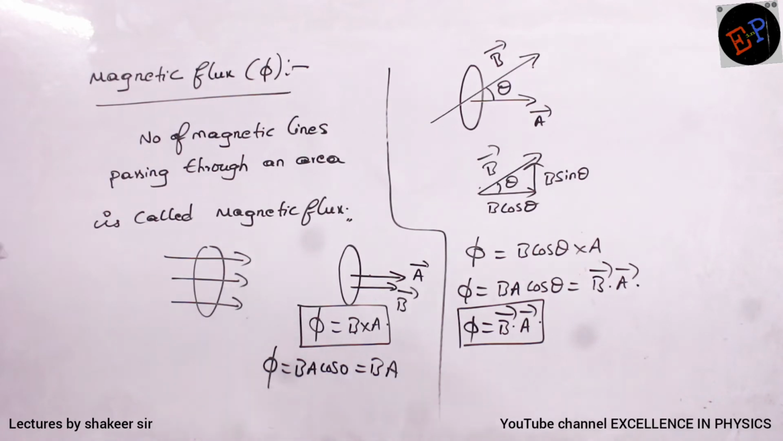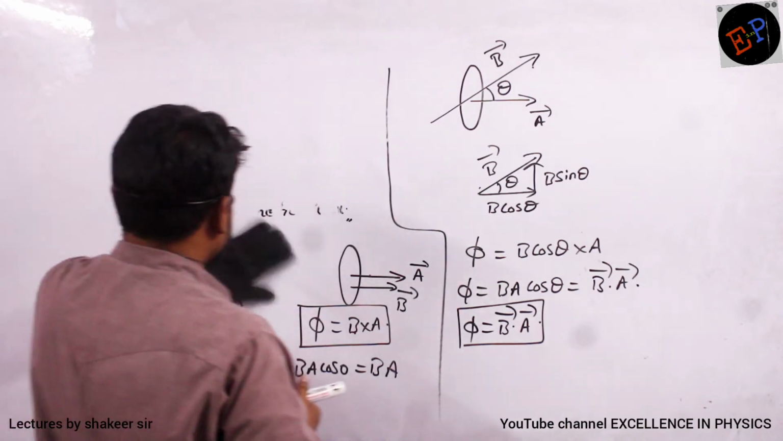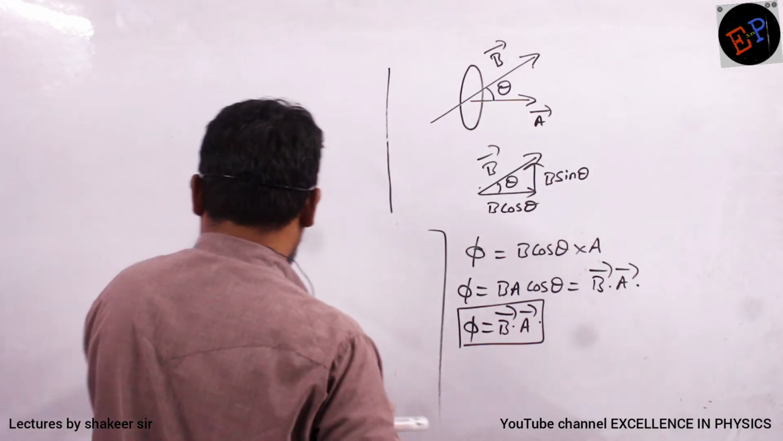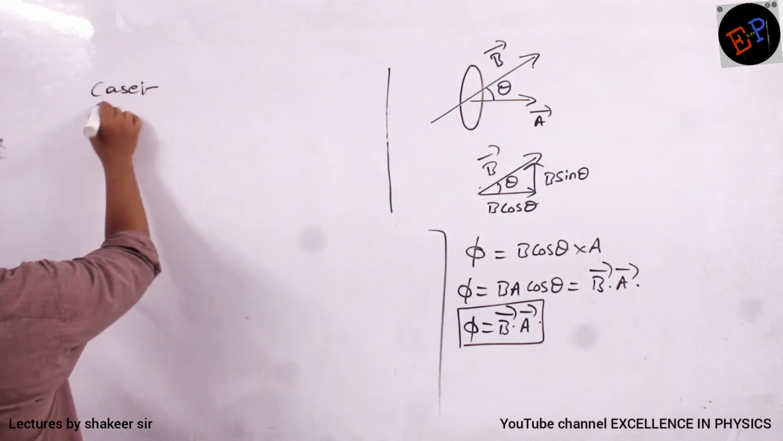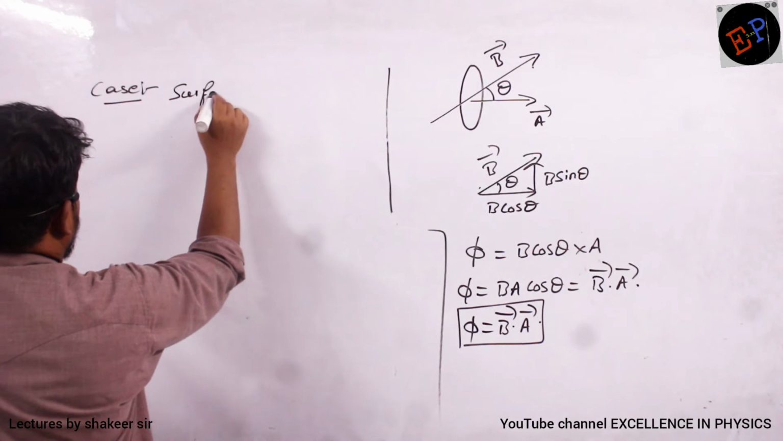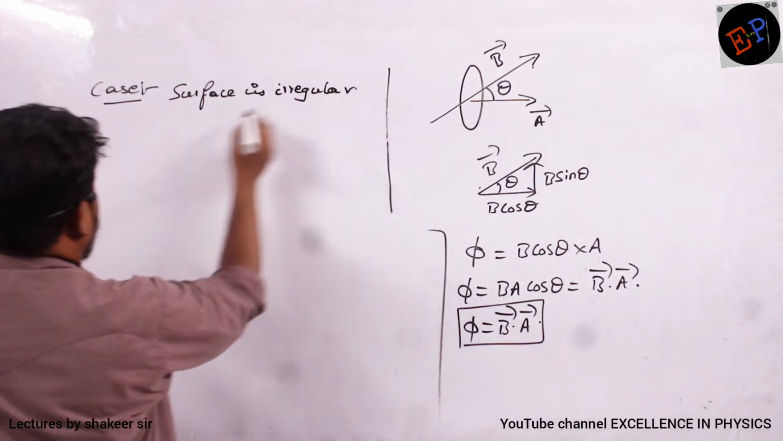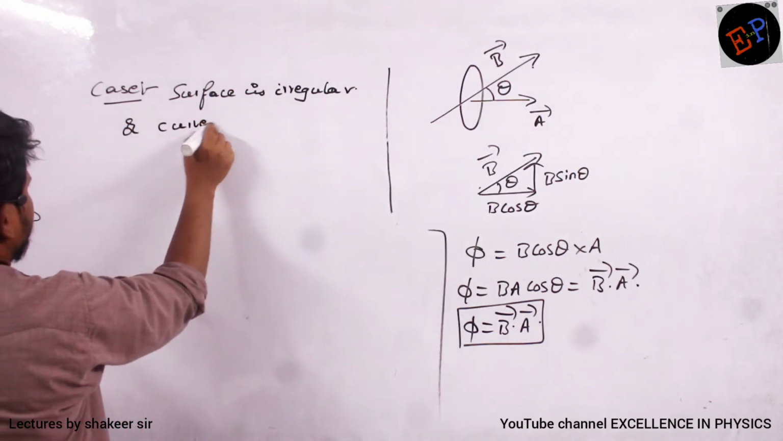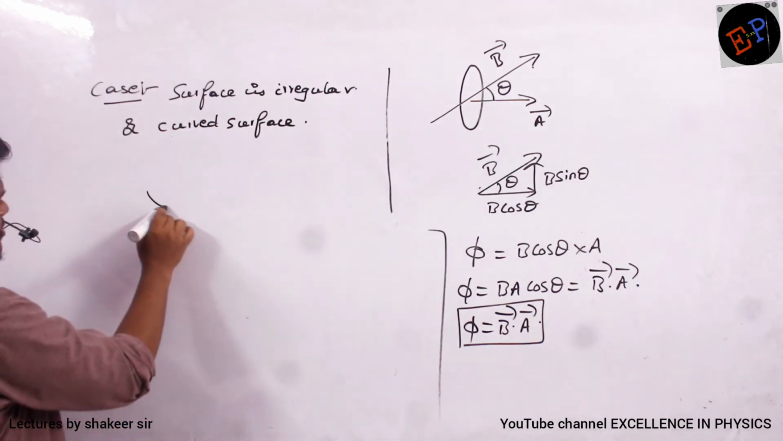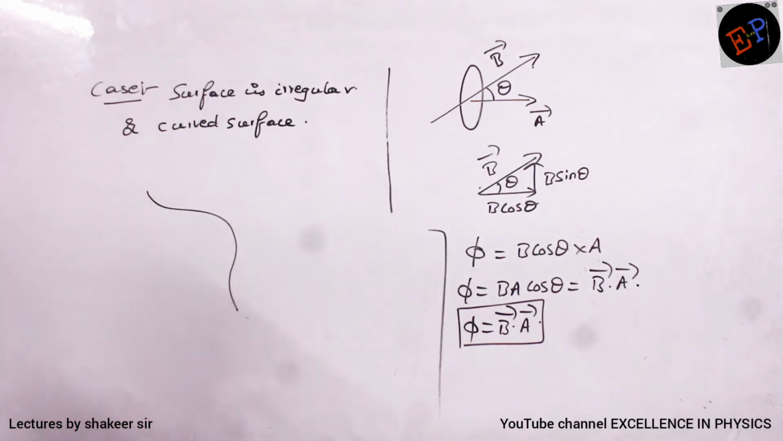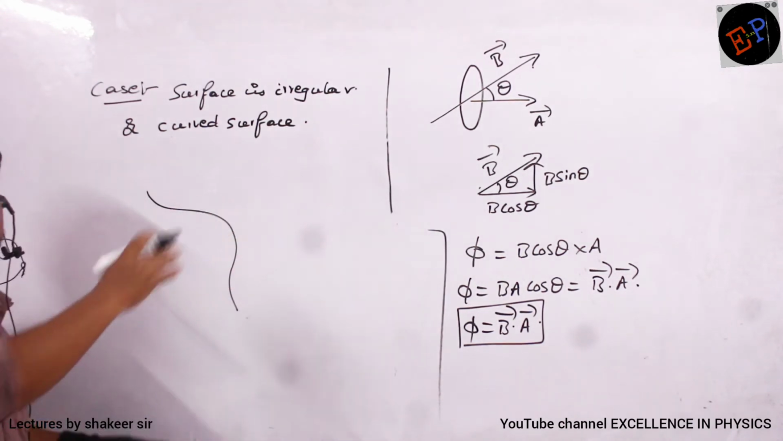Now, here I will take one case. The case is that the surface is irregular, or the surface is a curved surface. So what is the meaning of this? Consider an area like this. For this area, how can I calculate how much flux is passing through it?